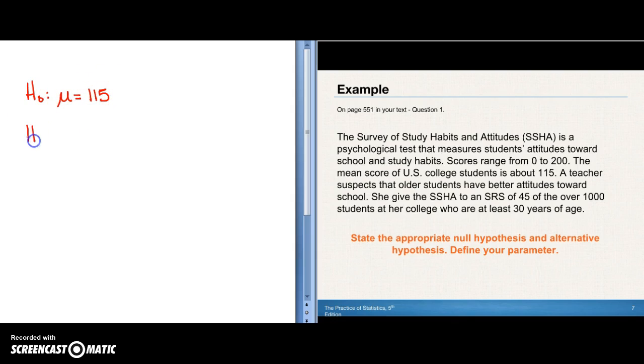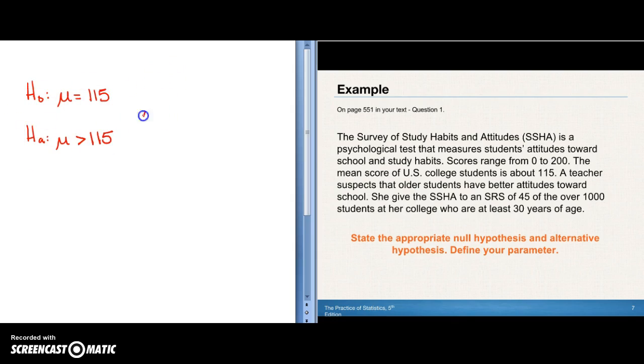Our alternative is what she's claiming. And if you read it again, she suspects that older students have a better attitude. So she suspects when she looks at her college that their mean should be greater than 115. So it's the same population parameter, the same value, it's just a different symbol. And that's the difference between a null and alternative.